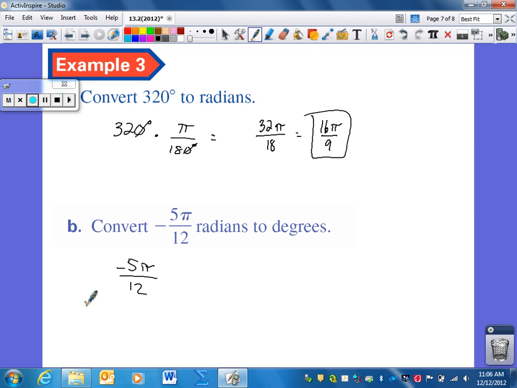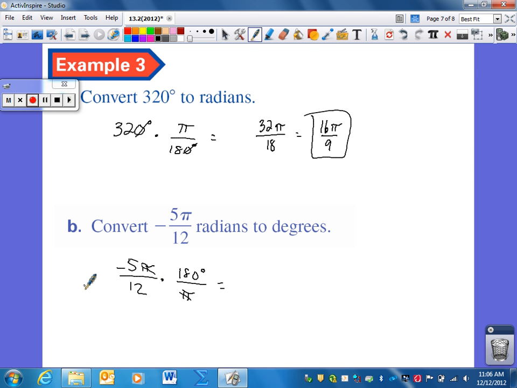What am I going to multiply by for the second example? Negative 5 pi over 12 times 180 over pi in this case, because I want to get rid of the pi. Usually how I do that is I eat it. I just fist pumped. You guys couldn't see that though.